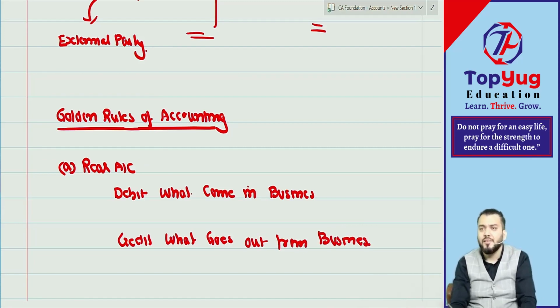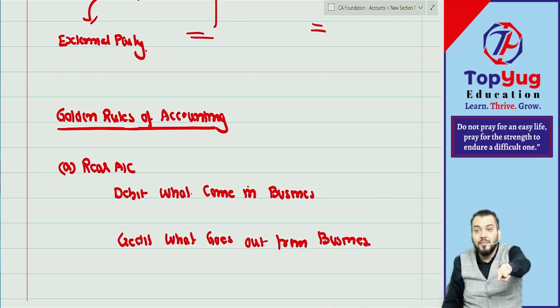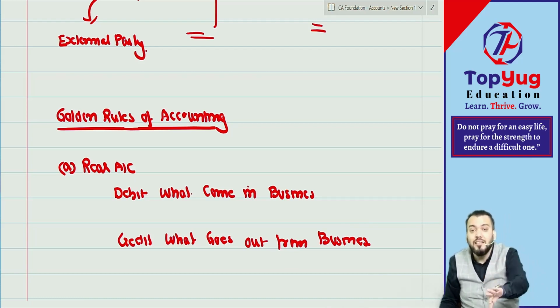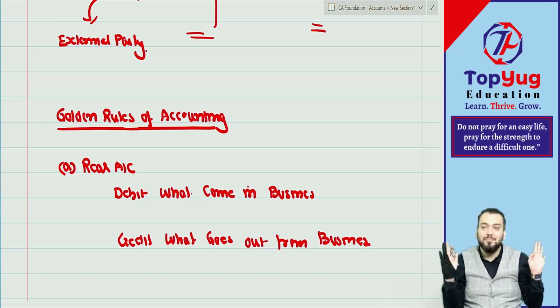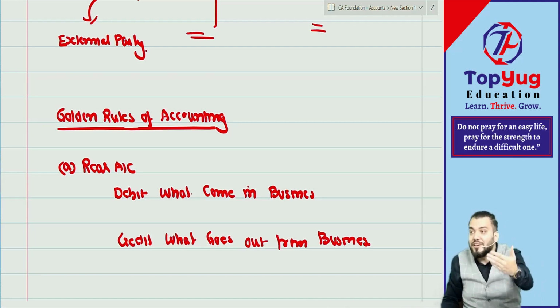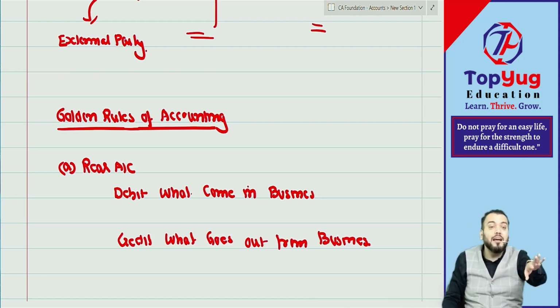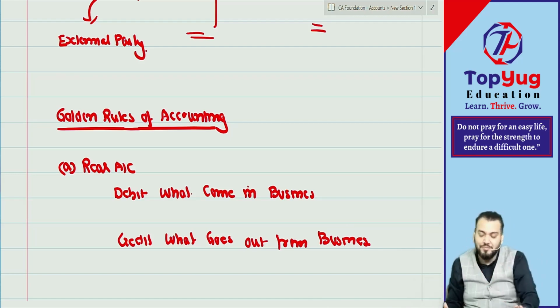Simple. If I am saying real account is an asset, then if an asset is coming in, the asset account will be debited. If an asset is going out, then the asset account will be credited. Simple. Understood? You need to find out whether the camera is coming in or going out. If the camera is coming in, the camera account will be debited; if the camera is going out, then the camera account will be credited.